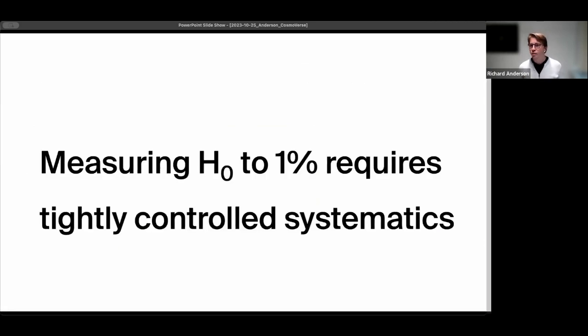So I think everybody will agree that measuring the Hubble constant to 1% requires very tightly controlled systematics. And if I say anything that will have a consensus in the community, it's probably this one statement here.